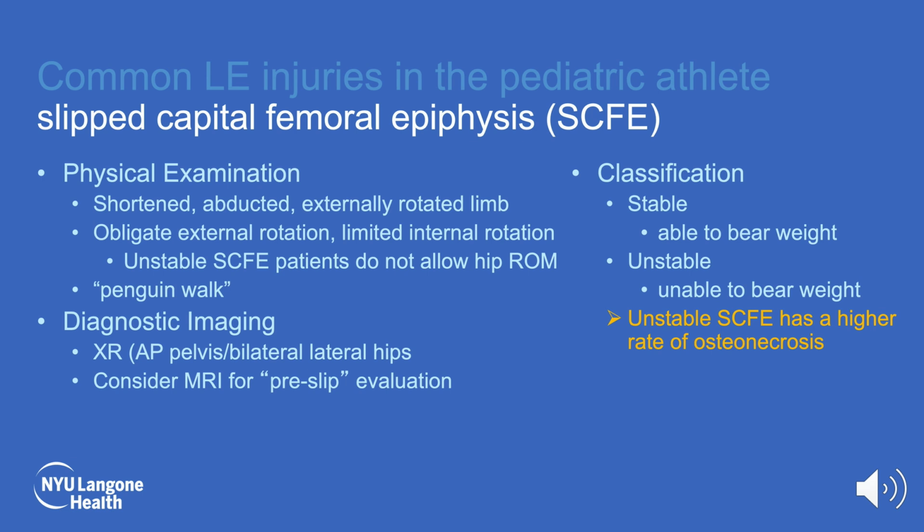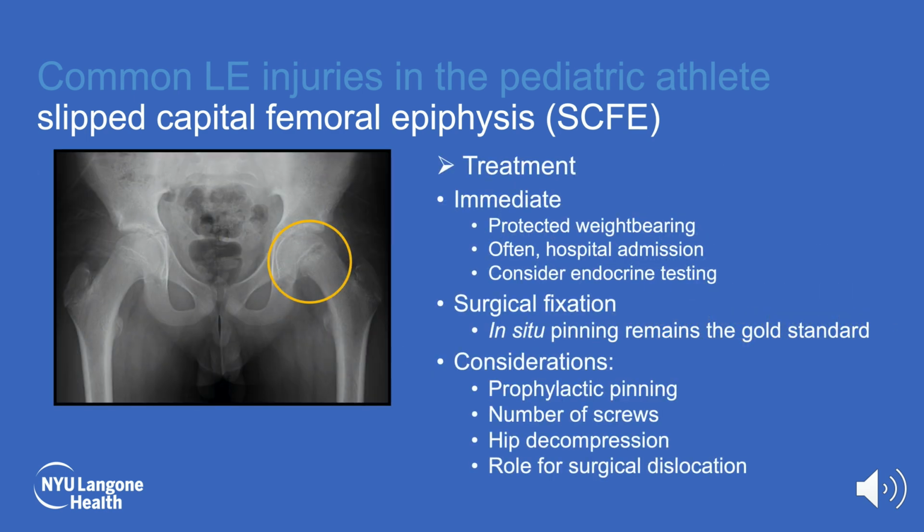Classification is typically stable or unstable, and this is important because this is how we know how to prognosticate for the families. So a stable SCFE is one in which a child can still bear weight. An unstable SCFE is one in which they cannot, and the unstable SCFE has a much, much higher rate of going on to developing osteonecrosis. And so again, this helps you counsel the families about what to expect.